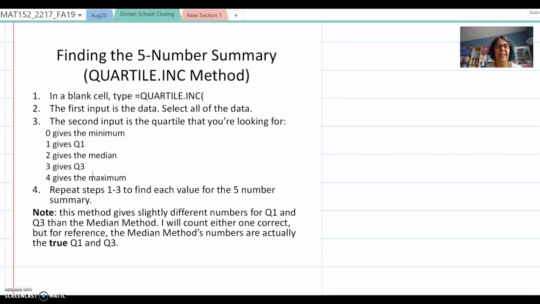Good morning. So in this video, I will try to explain the 5-number summary and z-scores. This is where we left off. Remember, we can find the 5-number summary either with the median method or the quartile.inc method. The quartile.inc method is an easier one. That's the one that we're going to prefer. However, if you choose to use the median method, I'm okay with that.